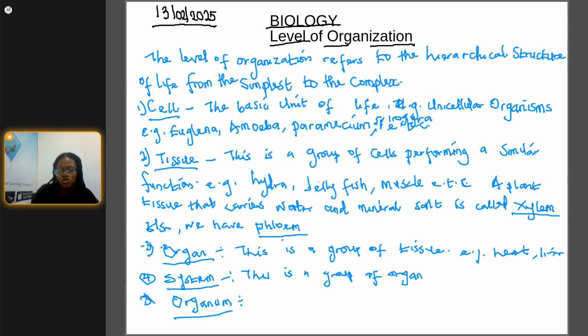Also, I mentioned two major tissues in plants. We still have a lot of tissue, but the major tissues in plants are the xylem, which carries water and mineral salts in plants, and the phloem, which carries food in plants. These ones are tissue. Then we move to organ, which is the group of tissue, e.g., the heart, the liver, the kidney, the onion bulb, the snails, the liver fluke. They are organs, they have group of tissues in them.